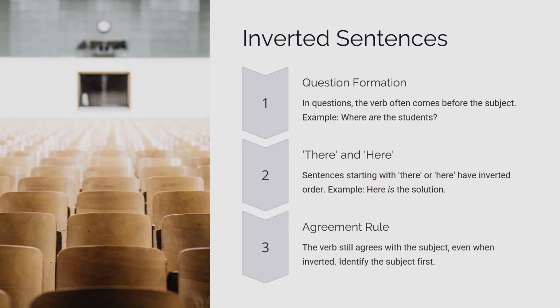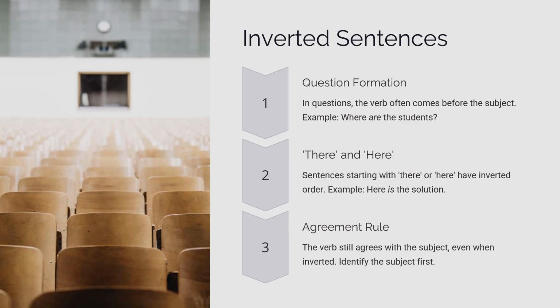Okay, so for instance, in this statement, the students are here. The subject students comes before the verb are. But when we ask, where are the students, the verb are comes before the subject. Even with the inversion, the verb still agrees with the subject. Since students is plural, we use the plural form of the verb are.